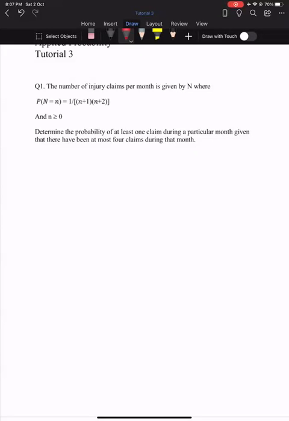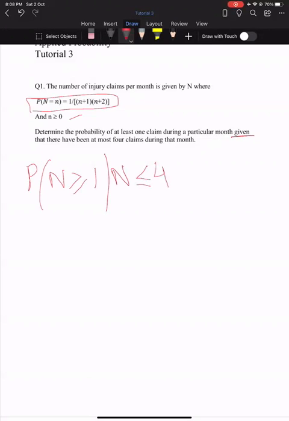Okay, so the number of injury claims per month is given by n, where this is the probability mass function of n, and n is greater than or equal to 0. We have to determine the probability of at least one claim during a particular month, given that there have been at most 4 claims during that month. So, probability that there's at least one claim given that at most 4 claims have happened. We'll apply conditional probability here.